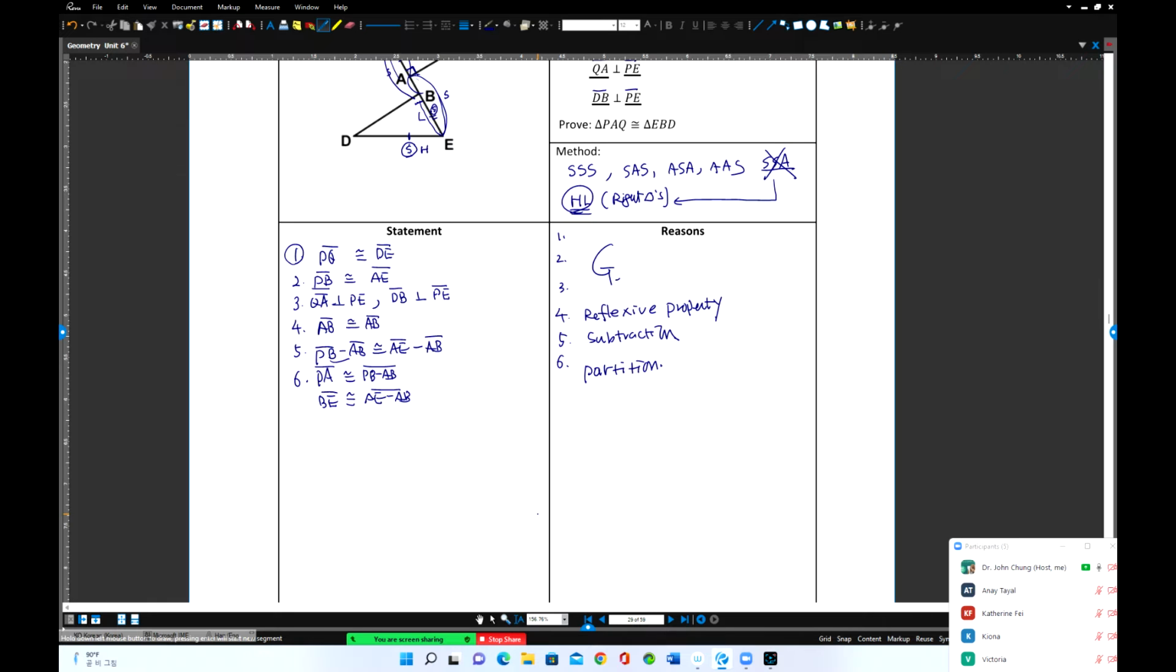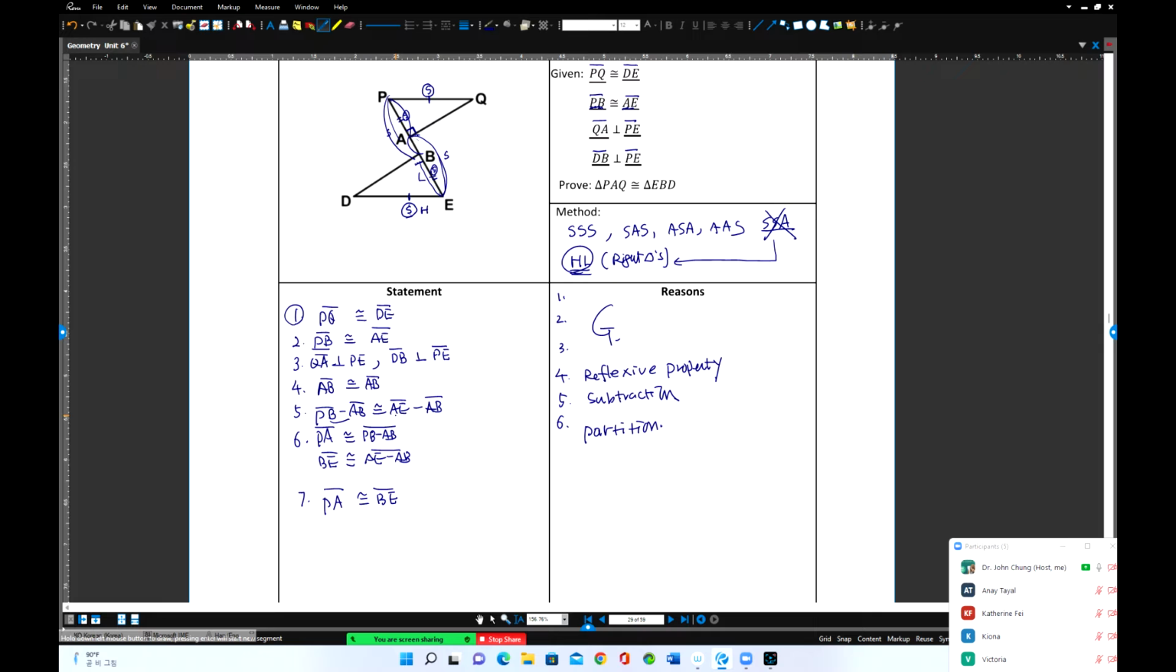Now replace with the PA, okay, from number 5. So PB minus AB is PA, okay, so PA congruent to BE. Now this side PA congruent to BE, that's another side, that's the fixed one. Substitution. Or you can use sub, it's okay. That means what? Substitution. Just simple, okay? Substitution of congruence. Or just sub is okay too.